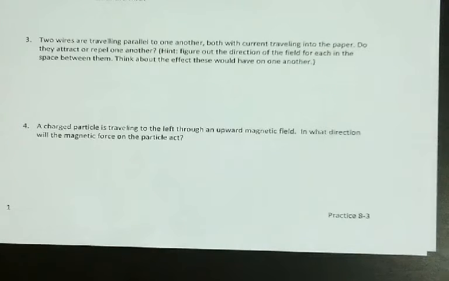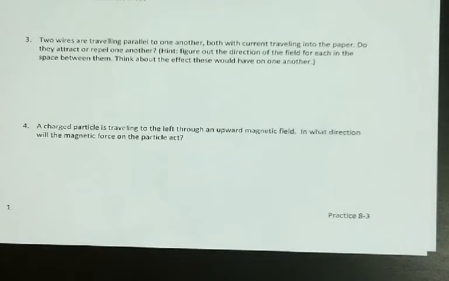Okay, so it says the charged particle is traveling to the left through an upward magnetic field. So I take my pointer finger and point left. That's the direction of the charge. Now it says the field it goes through is up, so that's my middle finger. I keep my pointer finger left and rotate my middle finger so that it's pointing up.